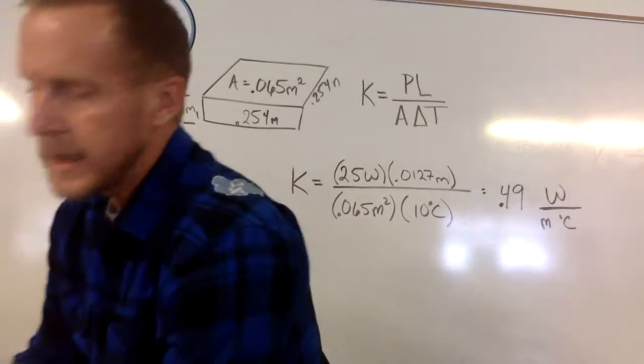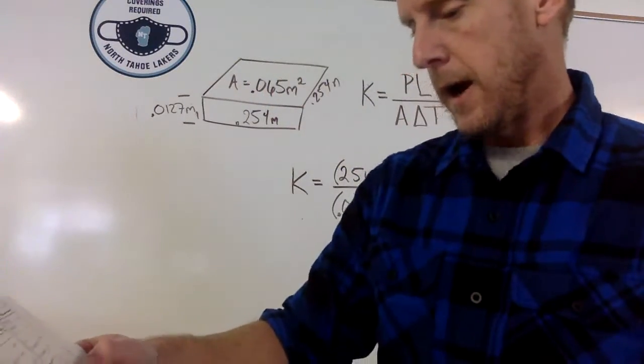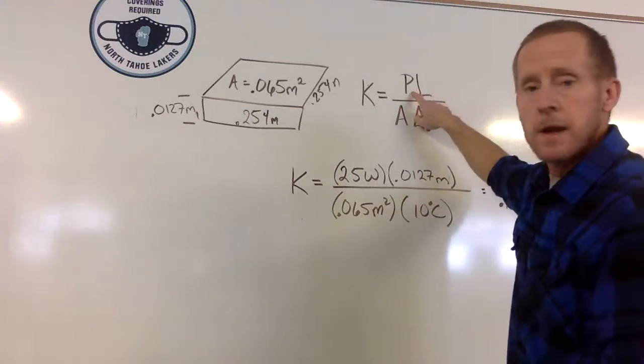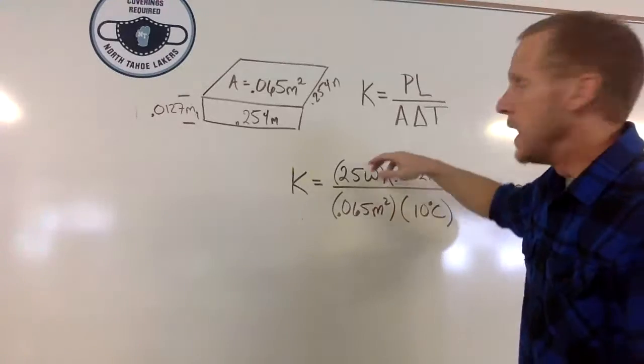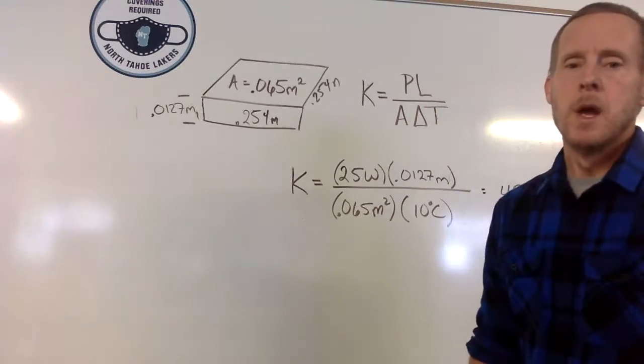So luckily, in terms of the equations, it's pretty simple. We're just going to use our equation for K, thermal conductivity, straight off of our equation sheet. And it looks like this. It's based on P, the power or the energy source, which is our 25-watt bulb. It's based on L, which is the thickness. Now here's the pain in this problem.